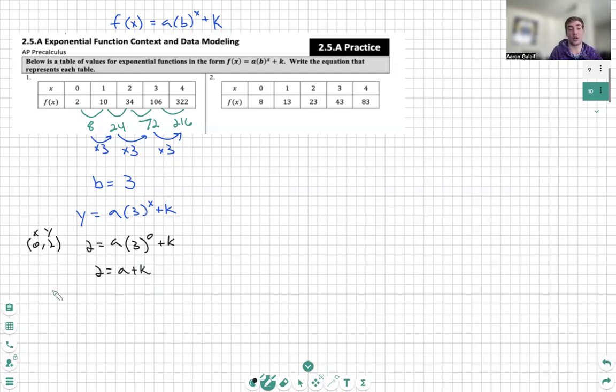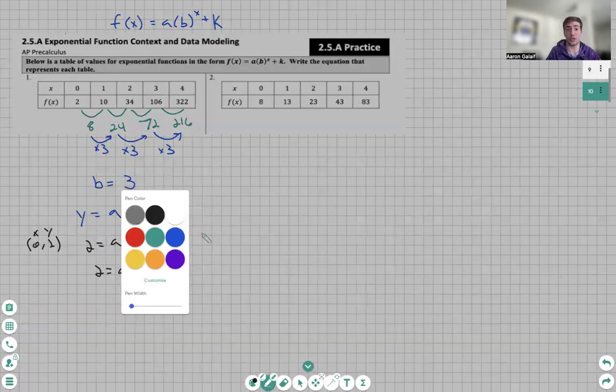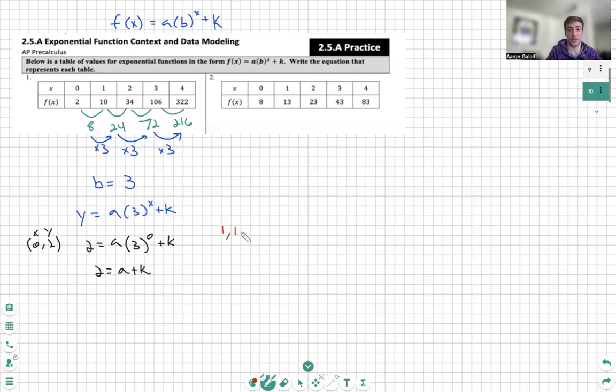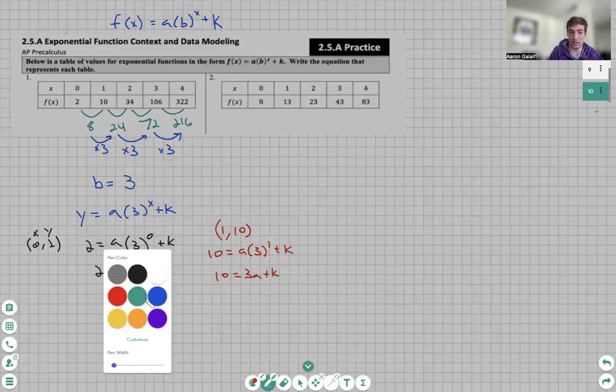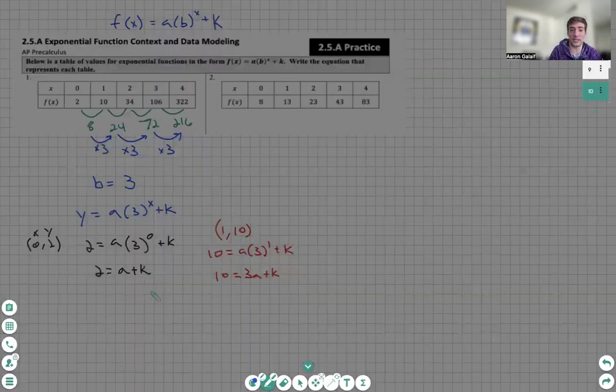Well, we need another equation because we have 2 unknowns. So we're going to need 2 equations. I'm going to choose another point, and I'm just going to choose the next point, 1, 10. I'm going to plug that into the same equation, a times 3 to the 1 plus k. And I accidentally wrote 2 over here, but that should be a 10 because that's the y value. Cleaning this up, we get 10 equals 3a plus k. Now we can do elimination to solve for both of these.